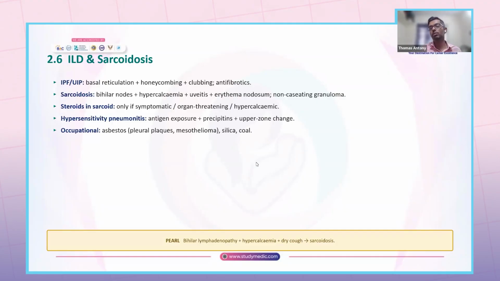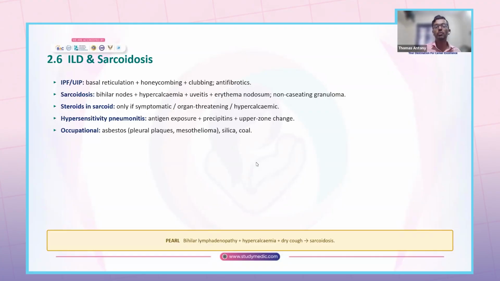The diagnosis of choice will be biopsy. If there is a lymph node, we can go for an endobronchial ultrasound guided biopsy of the lymph node. It will show non-caseating granuloma. So that's how you differentiate from tuberculosis, where you have a caseating granuloma.